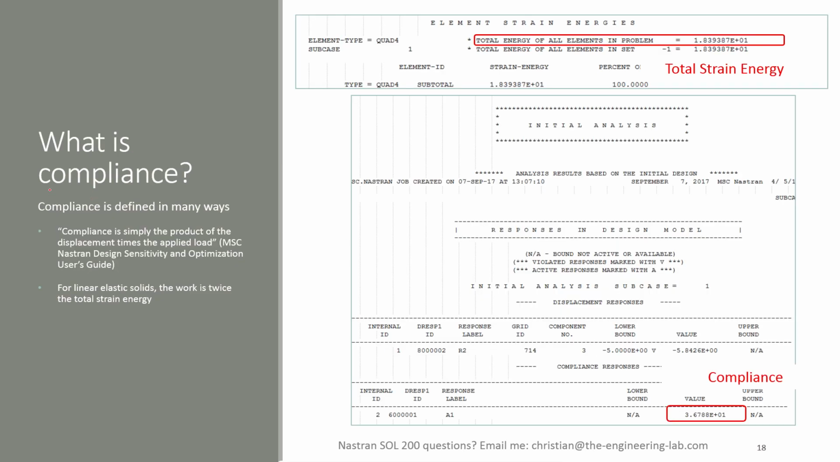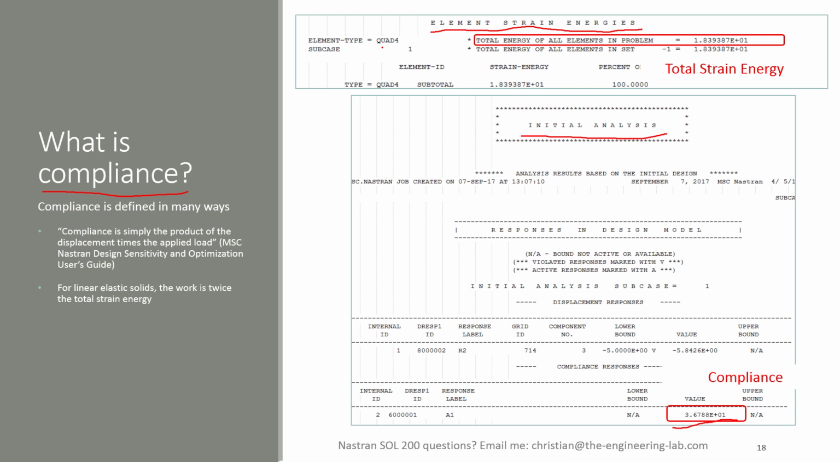Now, another common question, compliance. What is compliance? If you open the F06 file, refer to this section called element strain energies. Here you have this line that says total energy of all elements in the problem. Since we only have one load case, we only get one strain energy here. So you'll notice that the value for strain energy is 18.39. Keep this in mind. And then further down in the initial analysis, the compliance value is 36.788. The total strain energy is half the compliance.